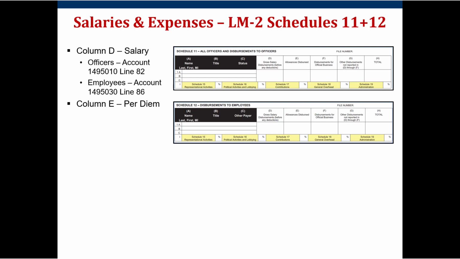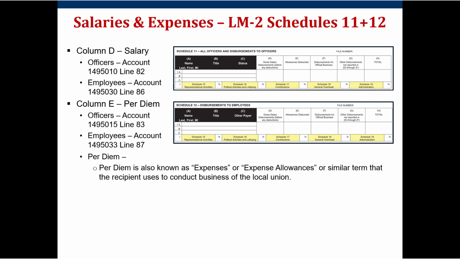Column E, allowances disbursed. Generally, this column is for the payment of per diem. Per diem is recorded on line 83, account 1495015 for officers, and on line 87, account number 1495033 for employees. Local unions may use the term expenses or expense allowances for amounts paid to an officer or staff employee that would be considered per diem.